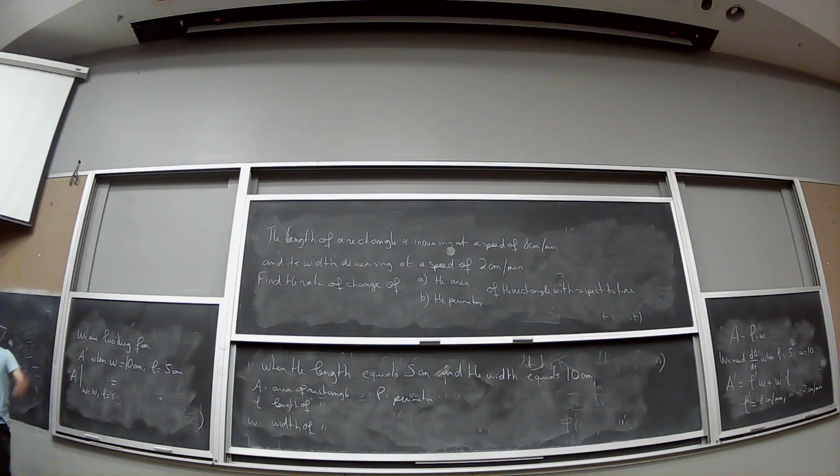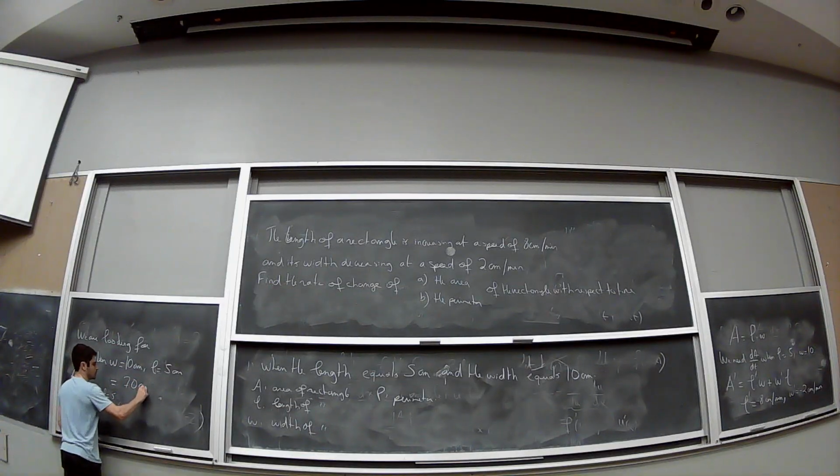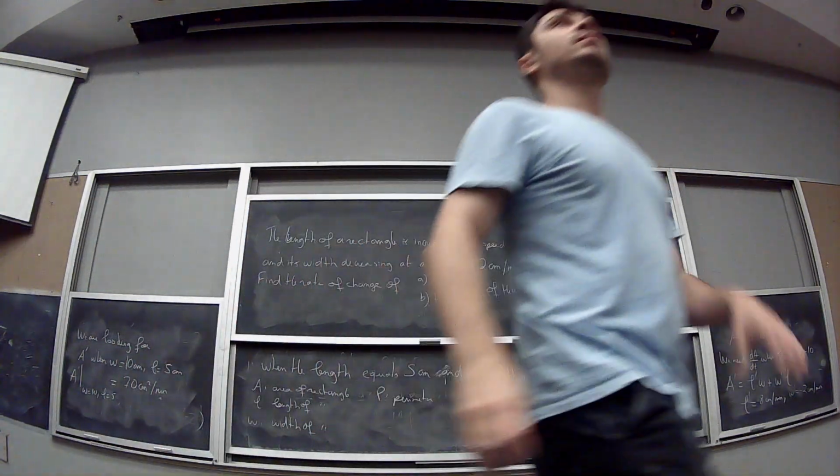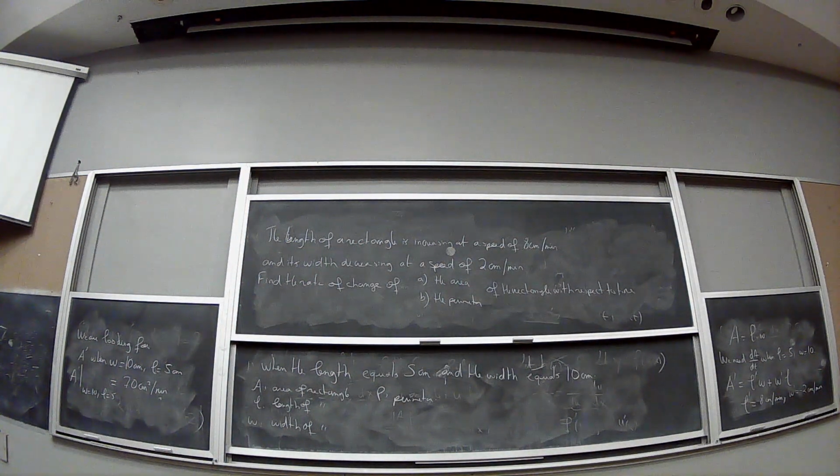So what is L prime? L prime is 8 times 10. What is 8 times 10? It's 80. Plus W prime, minus 2, times 5, right? 10. So I get 70 centimeters squared per minute. Is that right? Okay. Is it good? Is it clear how to approach these types of questions? Okay, we will do more of these later.